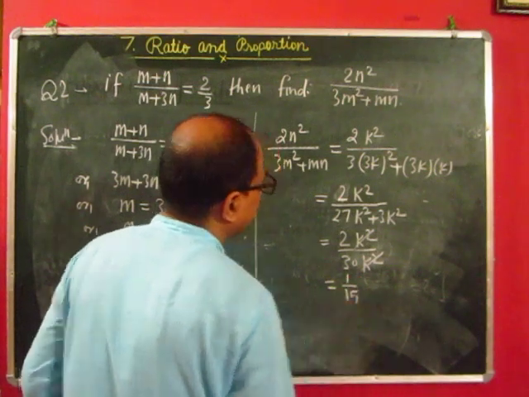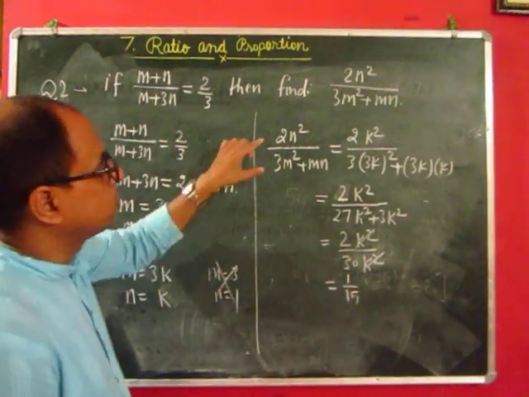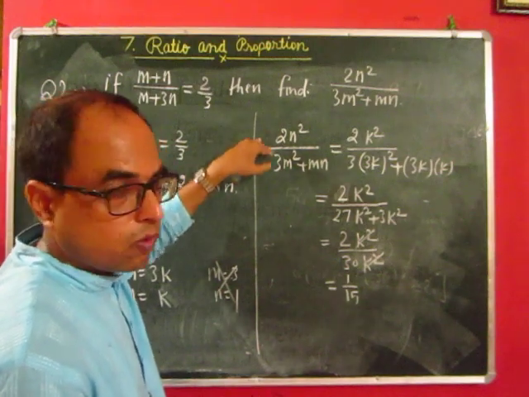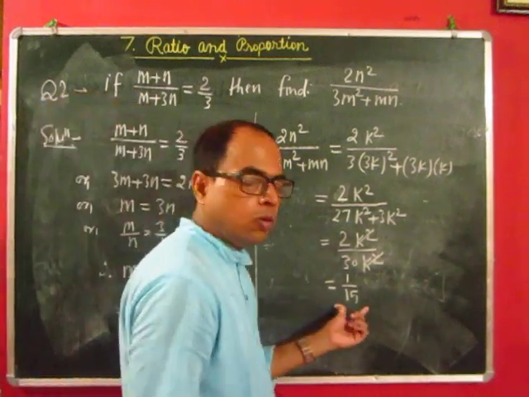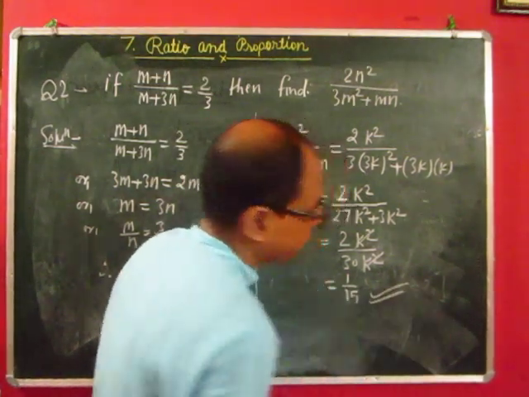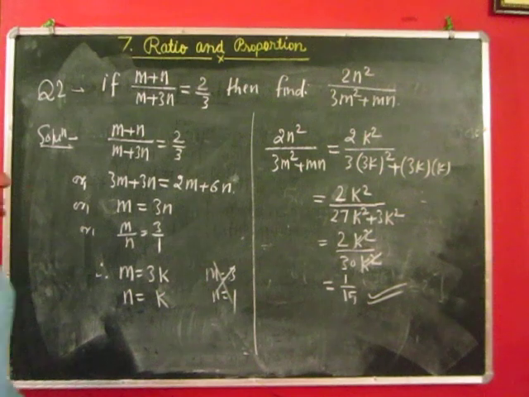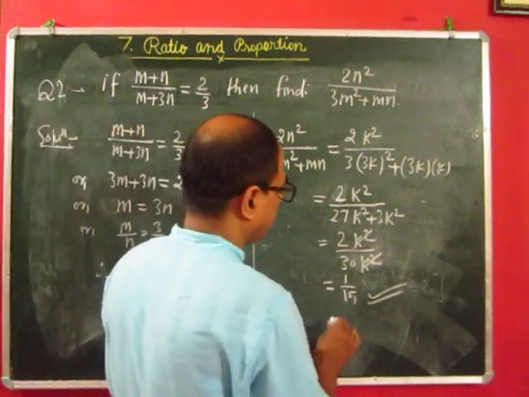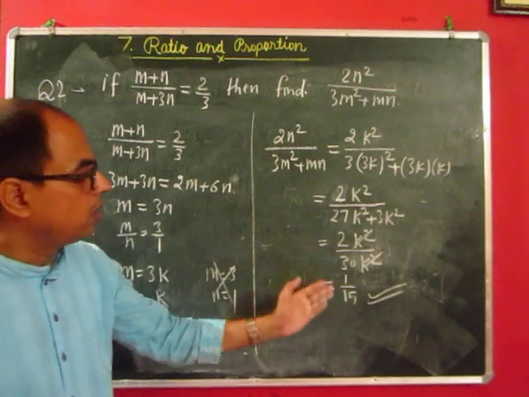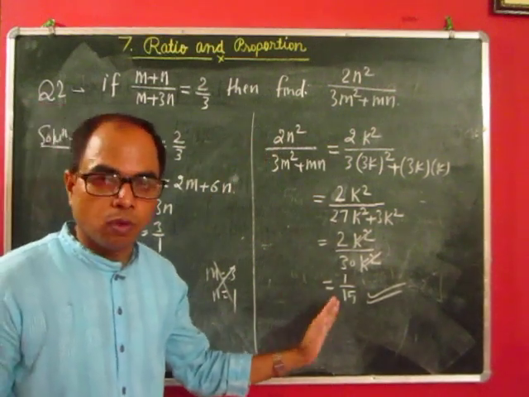Now here you can leave the answer up to here, because the question is given in this format, in fractional format. So the answer also will be in fractional format. So this is the correct answer. Here it is not necessary to write 1:15. Clear? Whatever format is given, leave the answer in that format only.